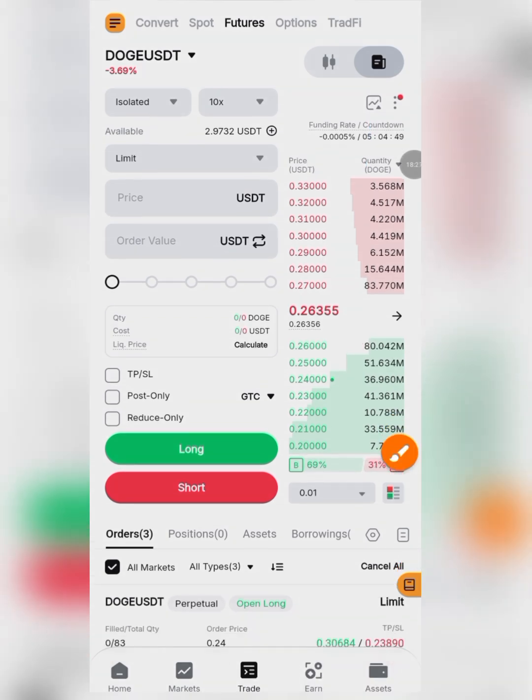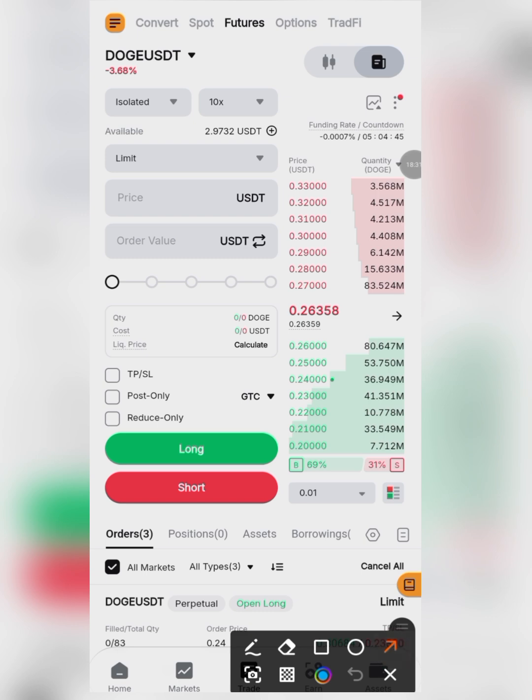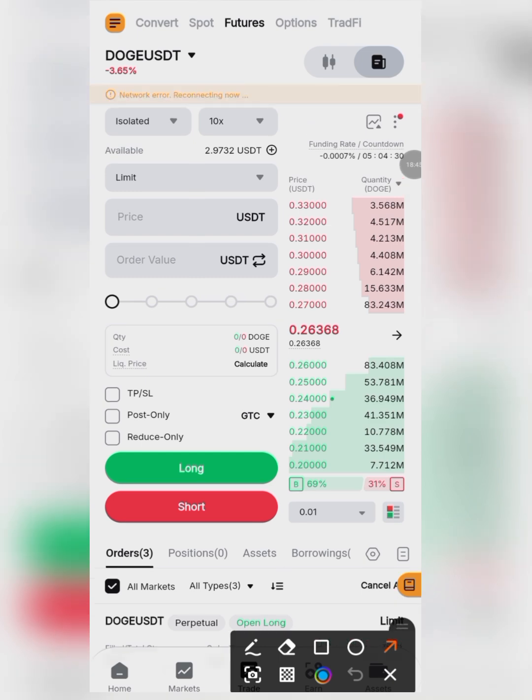Now at this logbook interface, if you look up here, you will see a place where we wrote isolated. All right, now what does this isolated mean? Isolated simply means that I want to use a particular amount to trade, and please, this is the only amount I want to use. Don't encroach, don't touch another money.